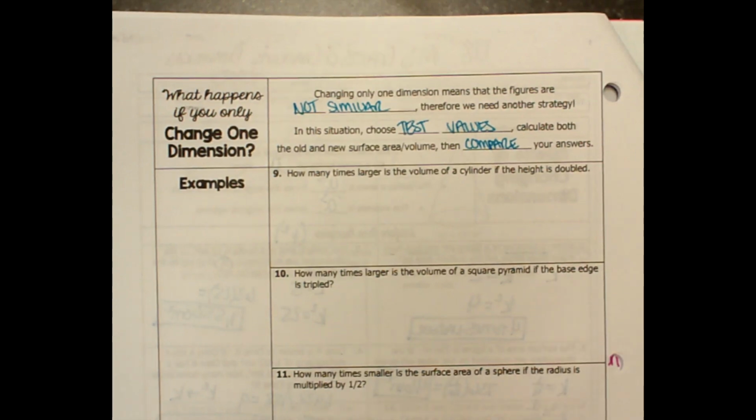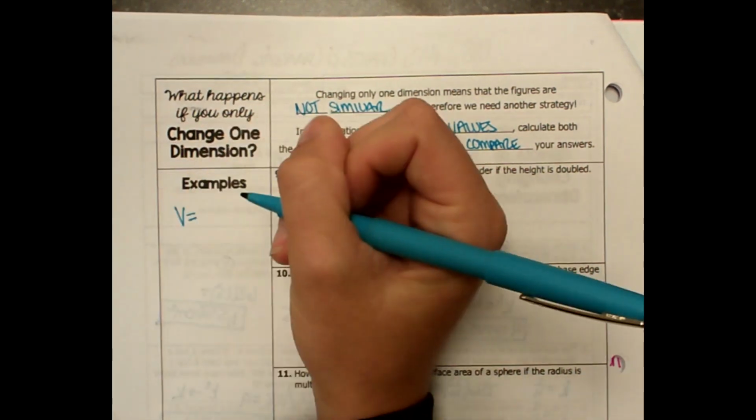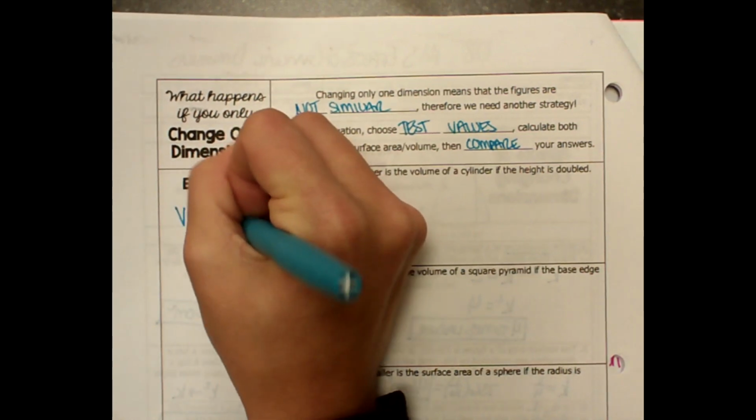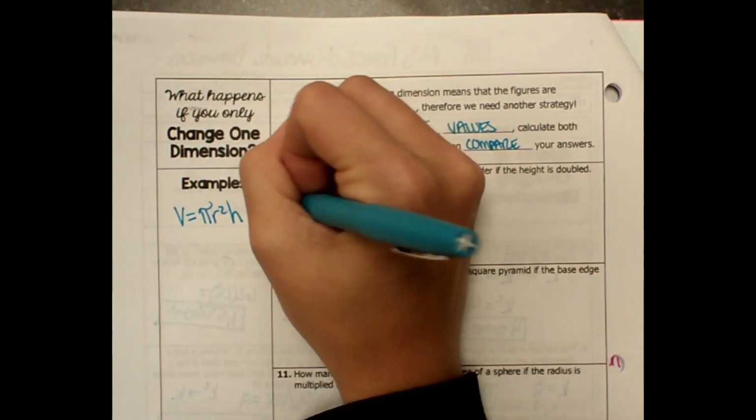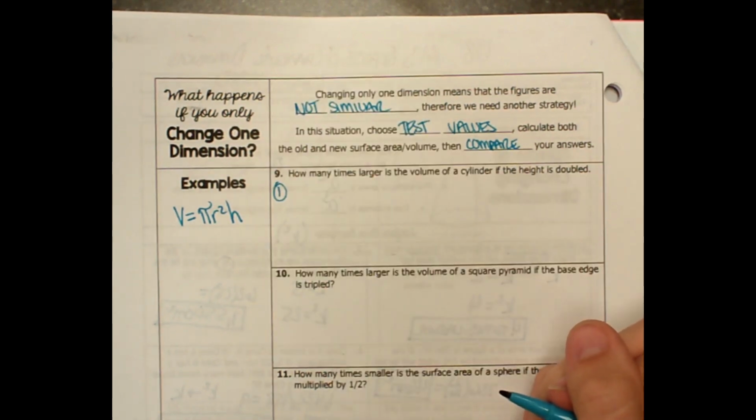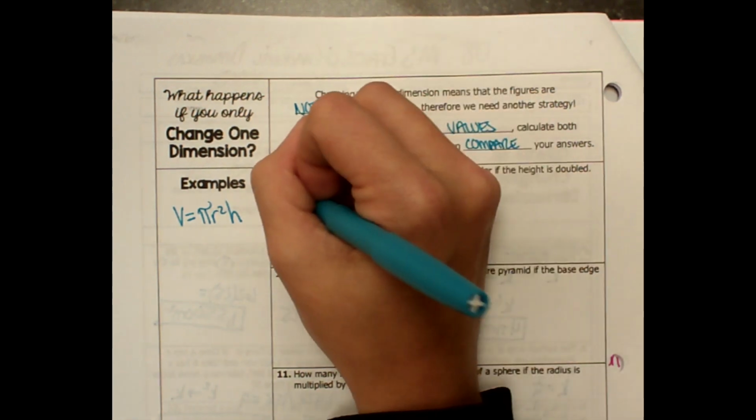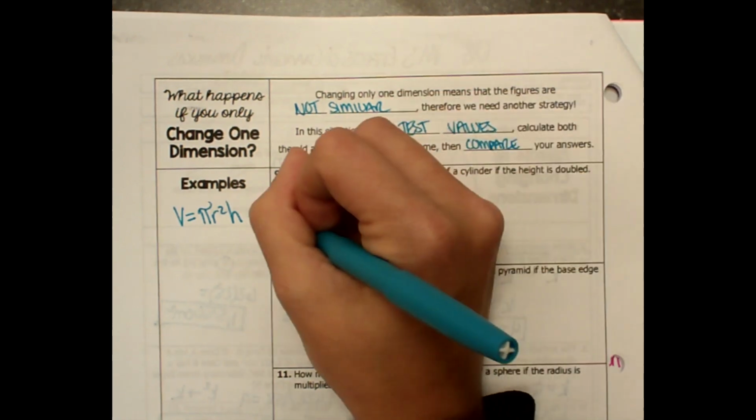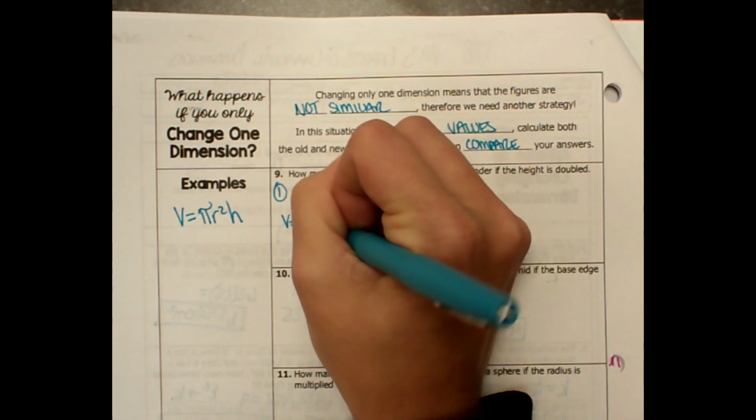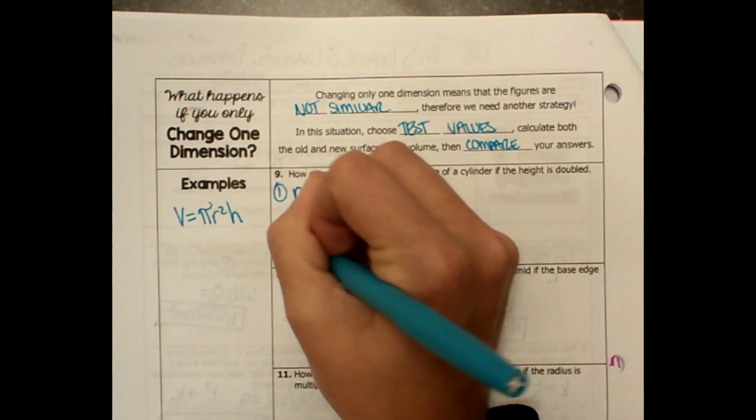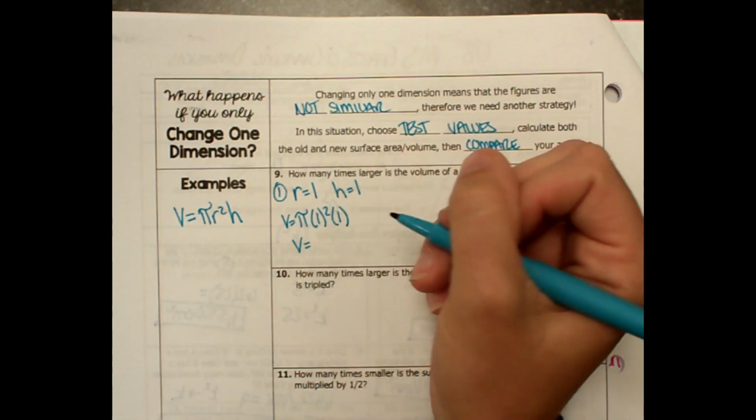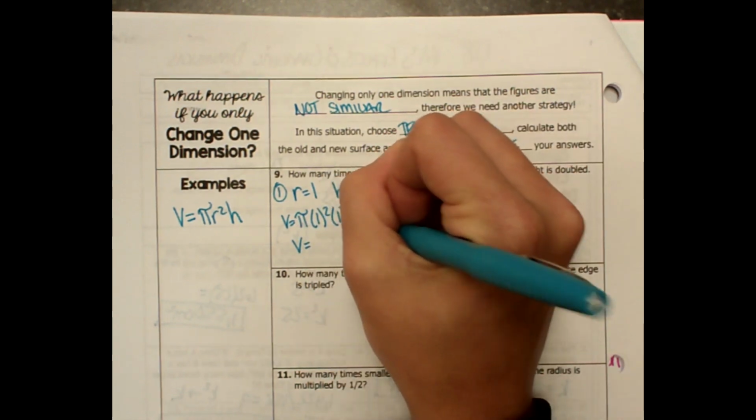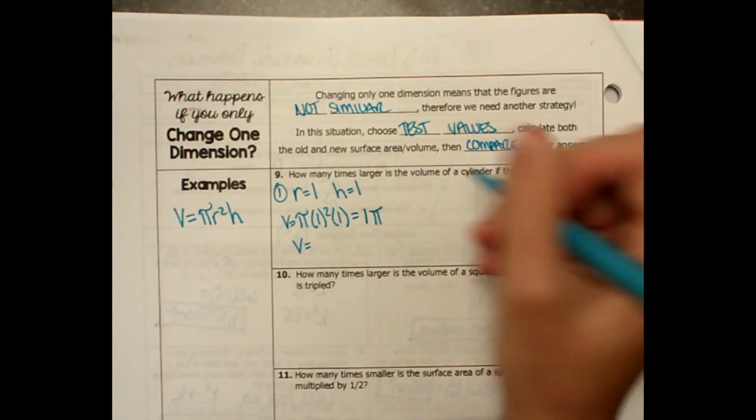Number 9, how many times larger is the volume of a cylinder if the height is doubled? So it's important to remember your volume of a cylinder is pi r squared times h. So let's look at our first example. We want to choose test values and then compare our answers. So for the original, let's just start with ones. Your radius is equal to 1 and your height is equal to 1. You find your volume. Volume is equal to pi times 1 squared times 1. So the volume is going to be 1 pi. So that's the original.